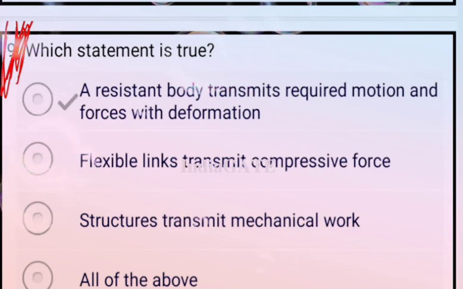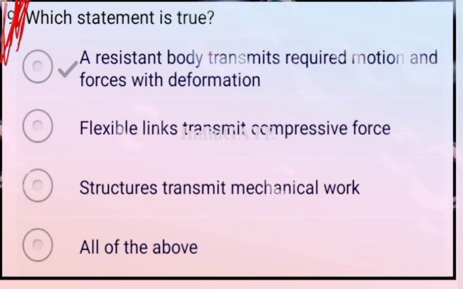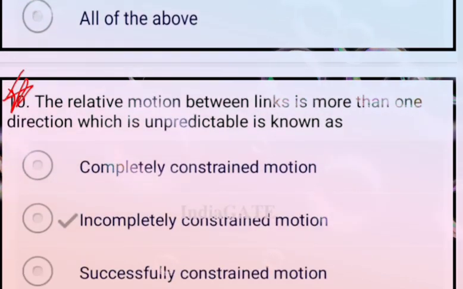A resistant body transmits required motion and force with deformation. So option A is your correct. And option B, flexible link transmits compressive forces. No, it is incorrect. Structure transmits mechanical work? No, it is not mechanical work. So option A is your true. Now come to the next question.